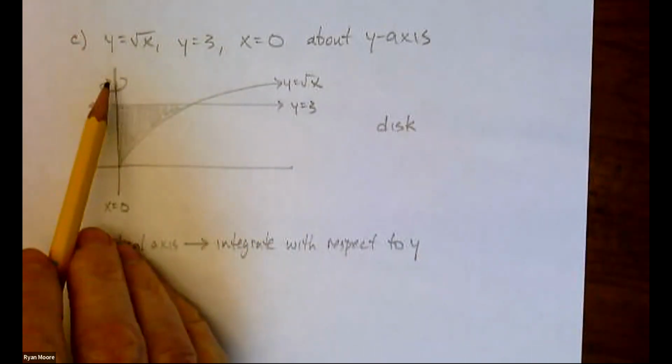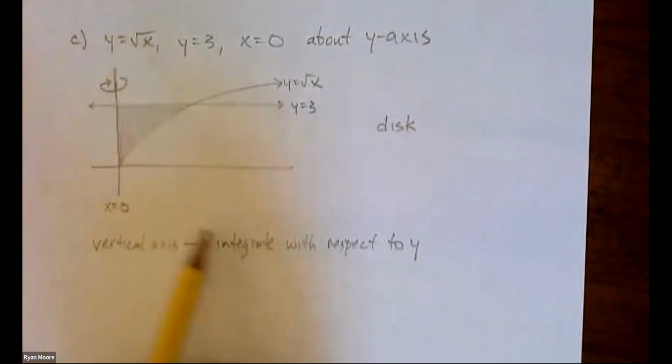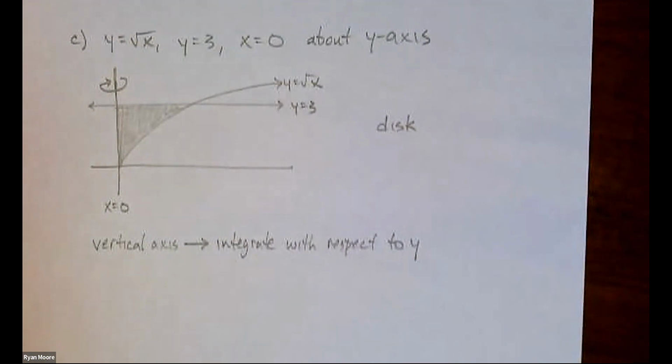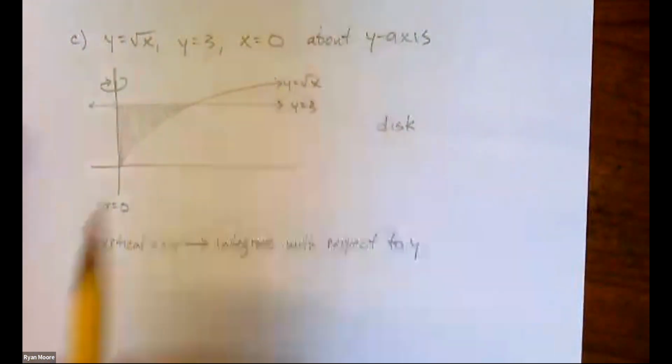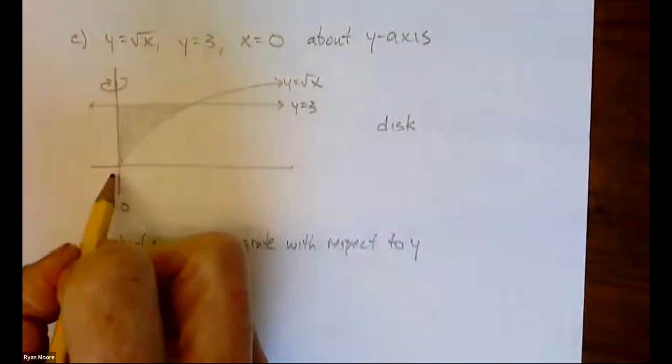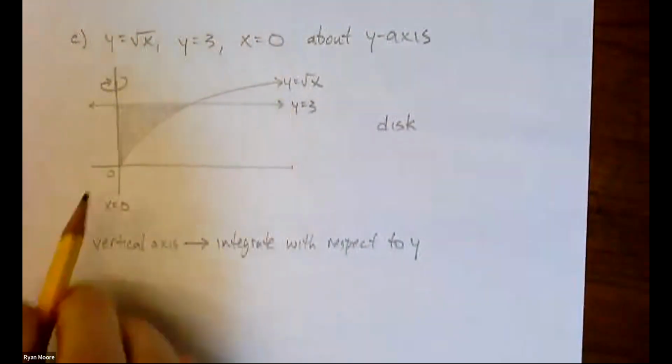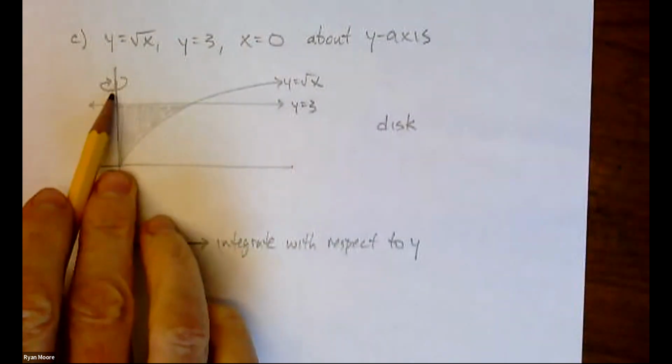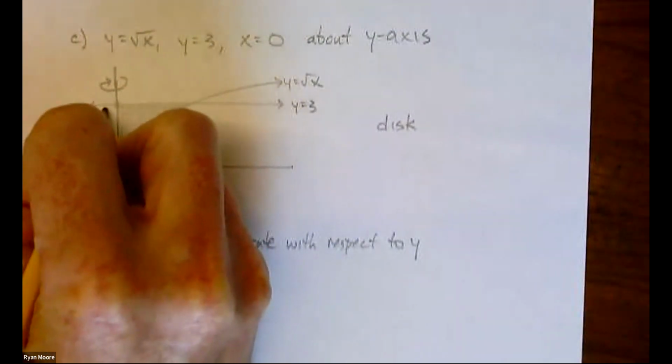If you're integrating on a vertical axis, you've got to integrate with respect to y, because we're going to say, hey, we're going to begin at 0 and we're going to move up the region. We're going to stop at 3.